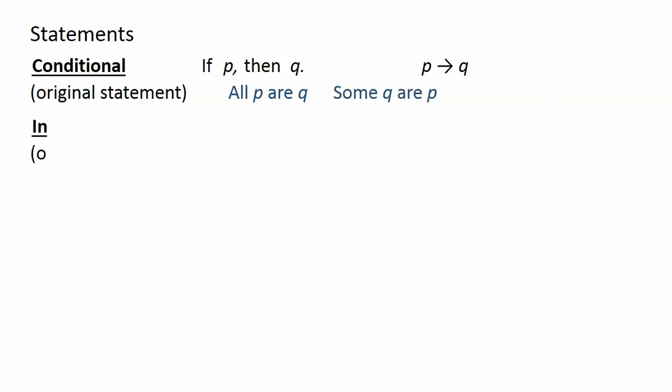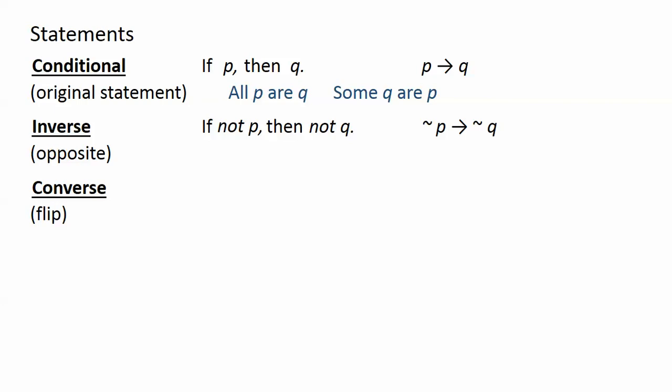Statements. Conditional, an original statement. If P, then Q. It's written P arrow Q. That arrow means if then. If P, then Q. This means that all P are Q, or that some Q are P. Inverse, opposite. If not P, then not Q. We'll use the symbol for not in front of the P. That tilde sign means not. If not P, then not Q.